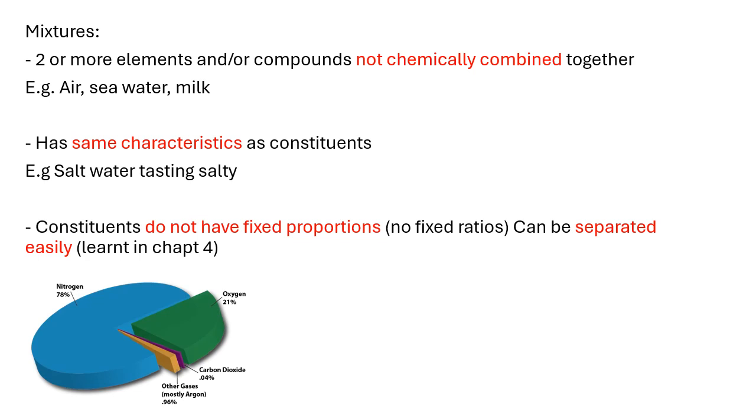Constituents do not have a fixed proportion. For example, your salt water can have 50% salt, 50% water, or 20% salt, 80% water. So there's no fixed ratio that you can use. You can adjust the ratio as and when you want. And this can be separated easily, which will be further elaborated in chapter 4. So the part about fixed proportion is different from compounds, because compounds have a fixed ratio. Your CaCl2 has a fixed ratio of 2:1, whereas mixtures do not.